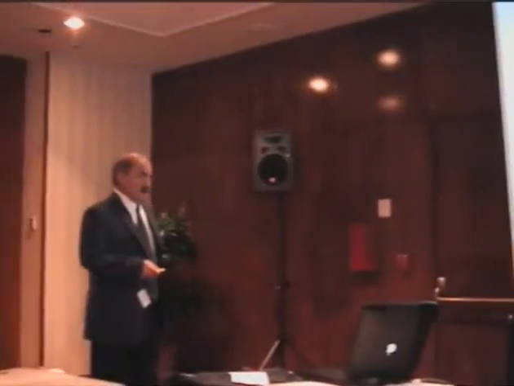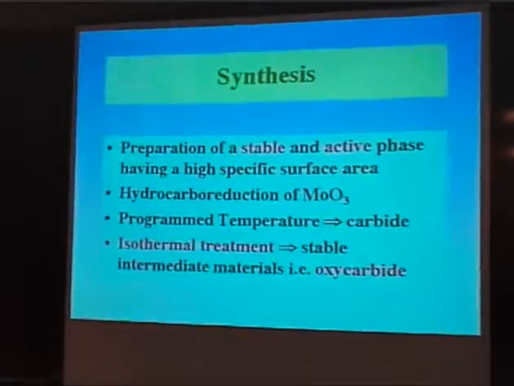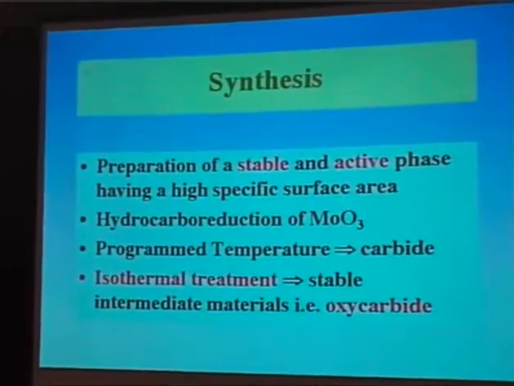So, that is all the difference. If you do like the Boudard group, programmed temperature, that means you start from the oxide and you treat the oxide by increasing the temperature regularly with time, you finish at the end with a carbide. Obviously, all along, these people, and particularly Ribeiro, found that there were intermediates, which are oxycarbides, but they did not really stop at these intermediates because they wanted to go to the carbide.